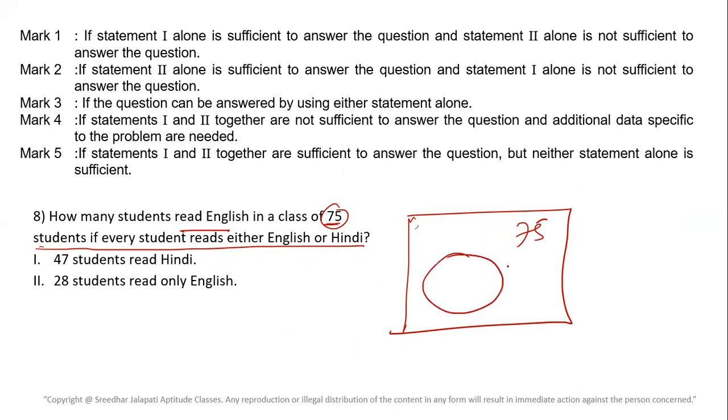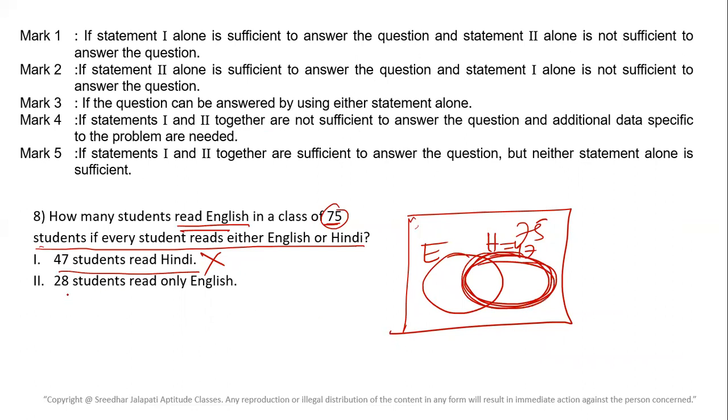So 2 variables, English, Hindi. He says 47 students read Hindi. Let this be English, let this be Hindi. From the first statement, we know that only 47 students read Hindi. But you're asked to find how many students read English. So from this statement, is there any chance of finding how many students read English? No, 1 only is not sufficient.